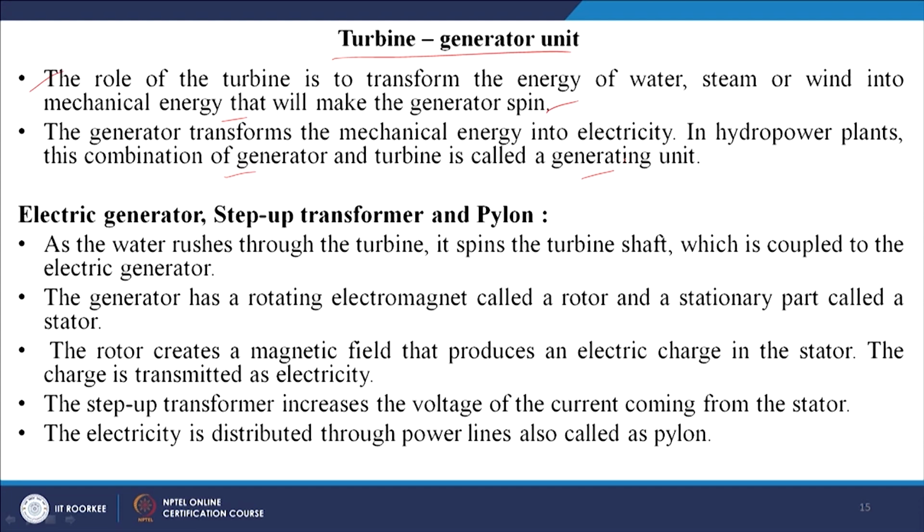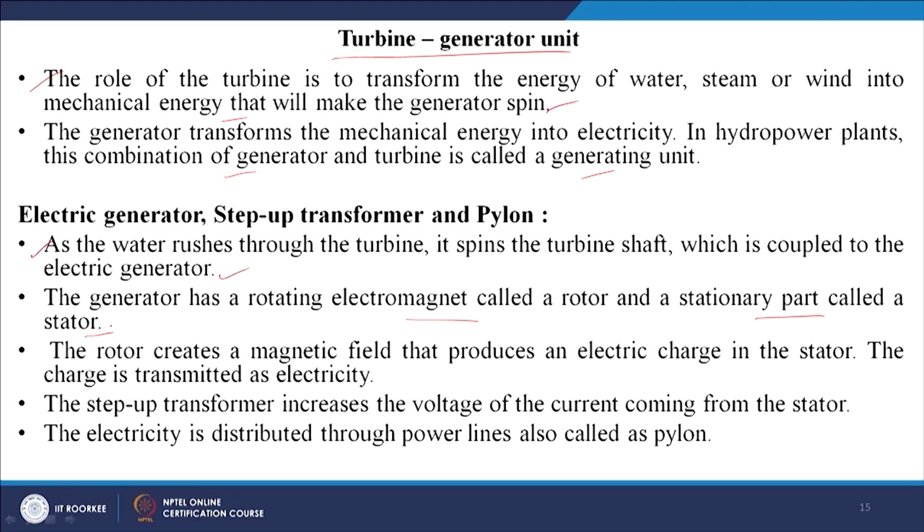So, this is the generating unit, and we will see some terms here, that is, electric generator, transformers and pylon. As the water rushes through the turbine, it spins the turbine shaft which is coupled to the electric generator, and the generator has a rotating electromagnet called a rotor and a stationary part called a stator. So, rotor and stator are the main parts of the generator.